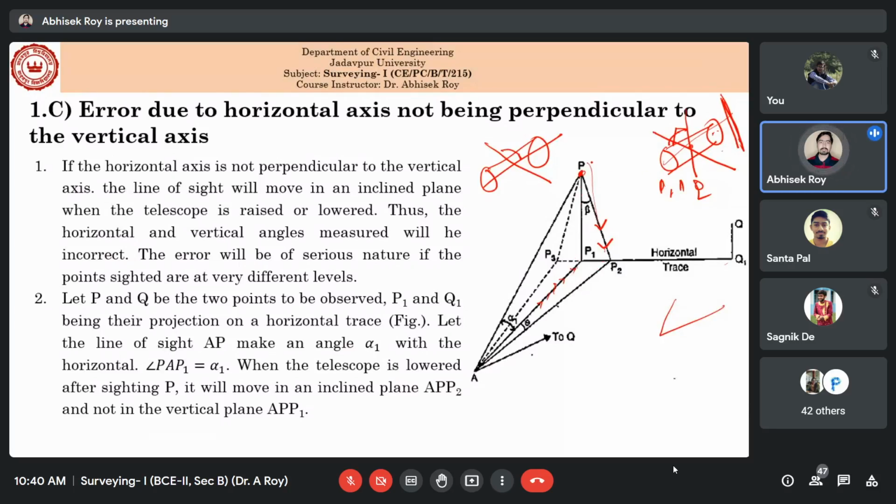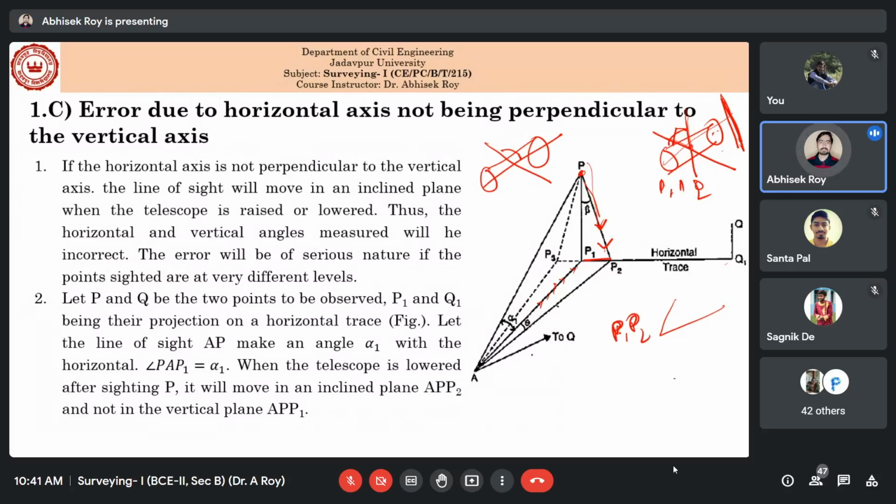But whenever you will go down, when there is not a 90-degree angle between the vertical axis and the horizontal axis, it will follow an inclined straight line path like PP2. Hence, your measurements will not be with respect to AP1, rather it will be with respect to AP2. So there will be some kind of error. The error is P1, P2.